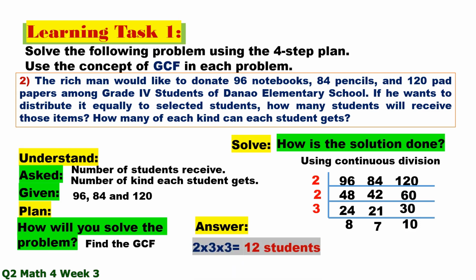2 times 2 times 3 equals 12. So, 12 students, and 8 notebooks, 7 pencils, and 10 pad papers.